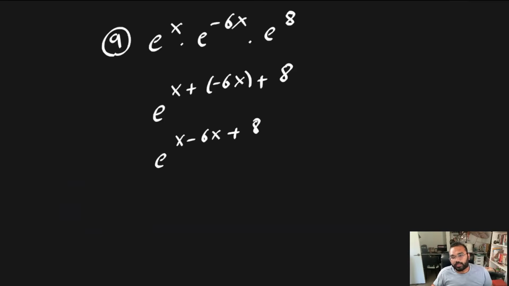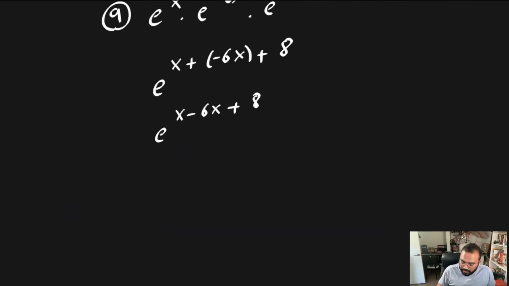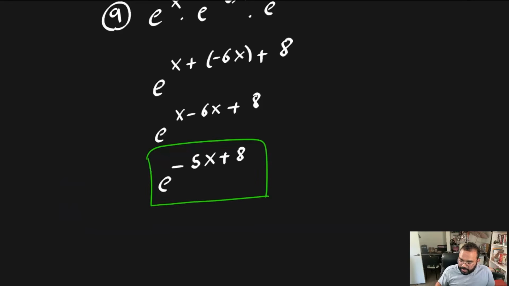So we all know x minus 6x is minus 5x. So it is e to the power of minus 5x plus 8. That is the answer for this problem: e to the power of minus 5x plus 8.